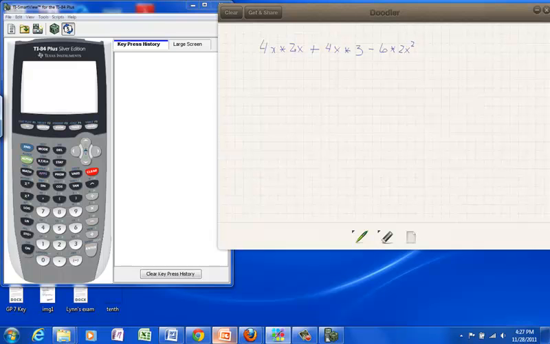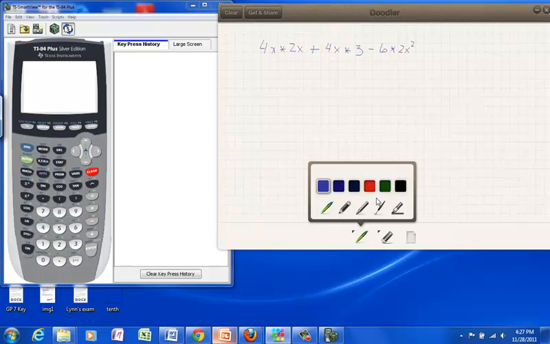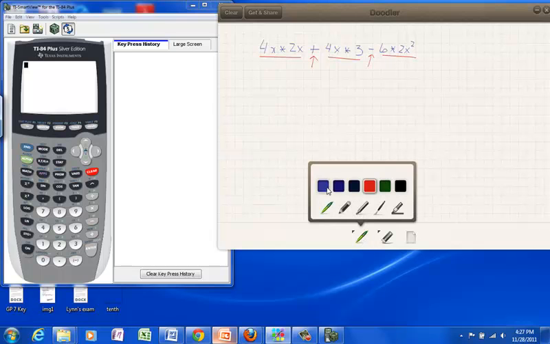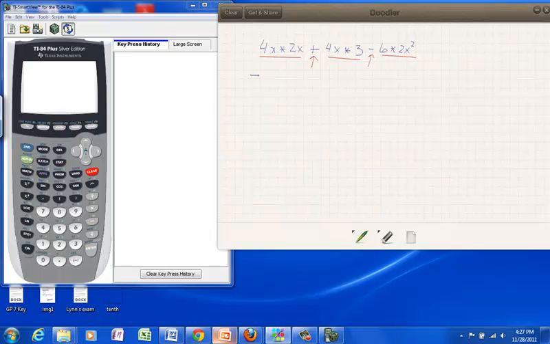Now you might be tempted to maybe add this 2x and 4x, or take this 3 and subtract 6. But remember, our first step is to find the terms in this expression. And terms are separated by addition and subtraction. So that makes this all one term, this all one term, and this all one term. And that tells us what we have to start to simplify.